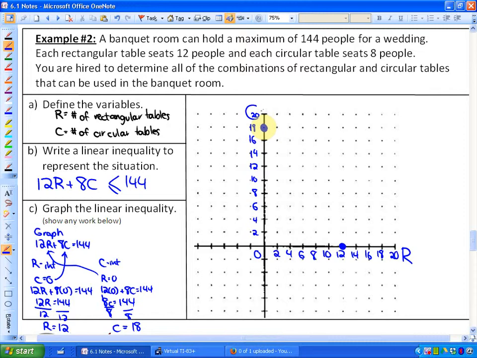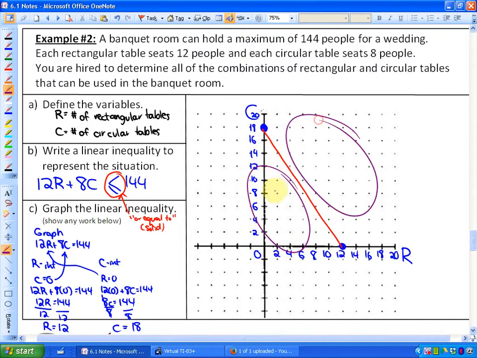So what you can see is we actually have our boundary line in this particular case. Because the expressions are allowed to equal each other, because this is "or equal to," that means it's going to be a solid boundary line. So there we go. The last thing we want to do is determine which side of that boundary line represents all of the possible combinations of tables that they can have.